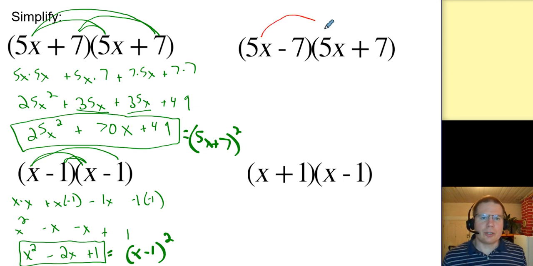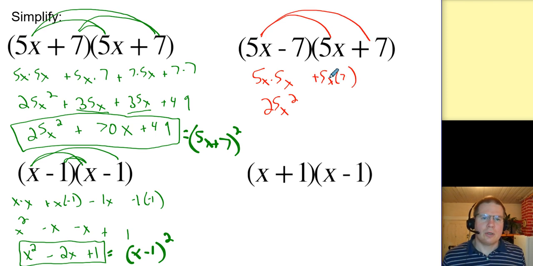Again, starting from scratch, 5x times 5x, 25x squared. So far, it looks pretty much the same. 5x times 7, 5 times 7 is 35. Then negative 7 times 5x. 7 times 5 is 35.